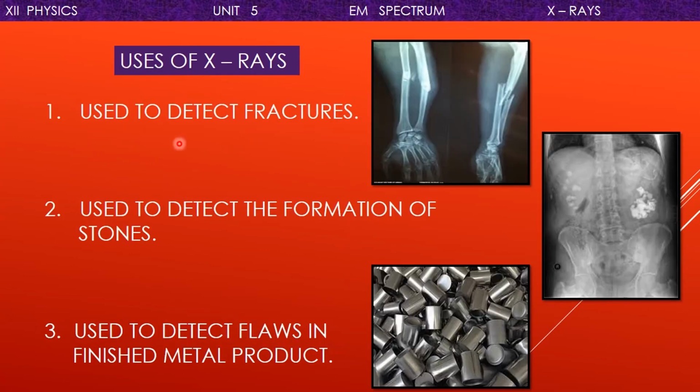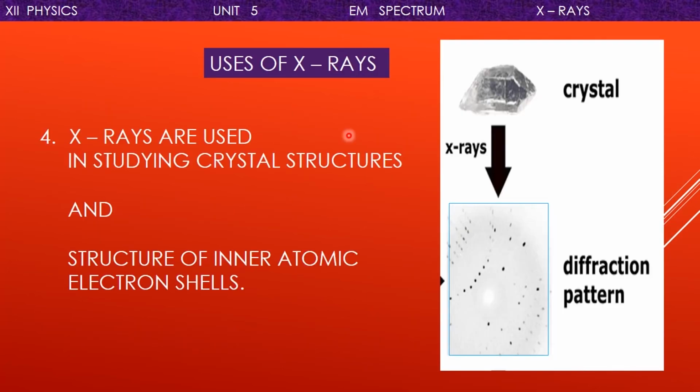Uses of X-rays. X-rays are used to detect fractures in bones. X-rays are used to detect the formation of stones in kidneys. X-rays are also used to detect flaws or faults in finished metal products. One of the major applications of X-rays is in studying crystal structures. When a beam of X-rays is allowed to pass through a crystal, they get diffracted. Because of this, we get a diffraction pattern. From this diffraction pattern, we will be able to study the crystal structure and structure of inner atomic electron shells.